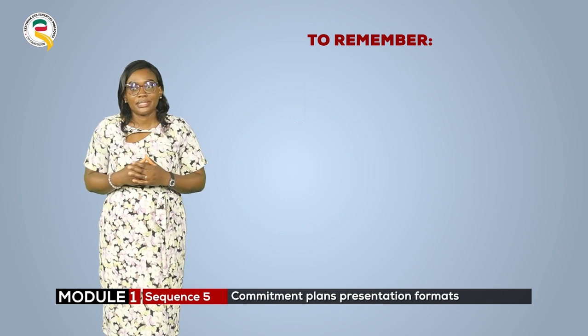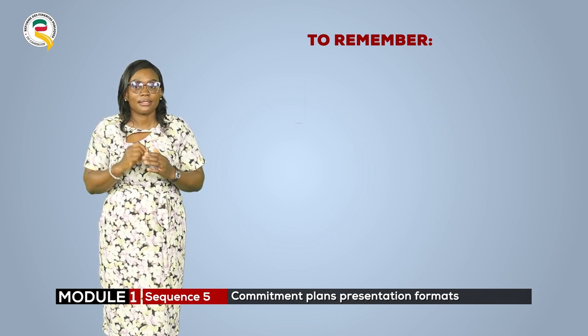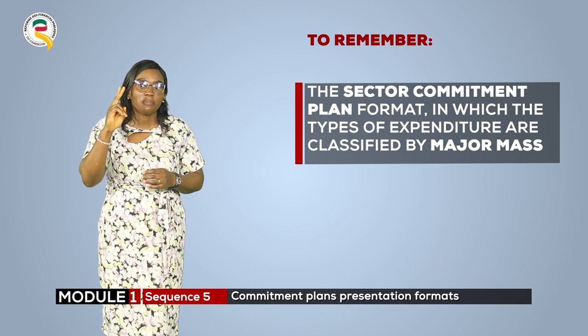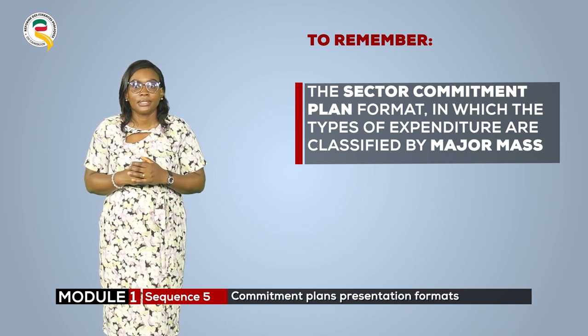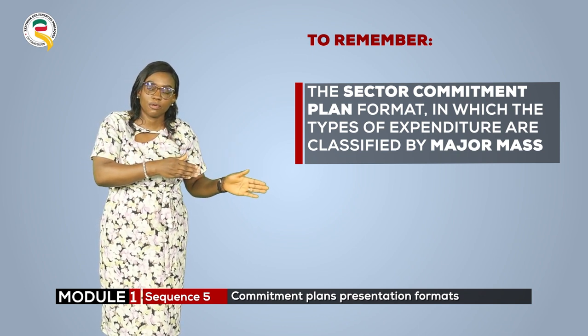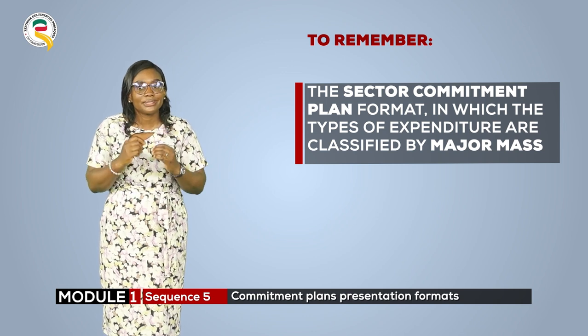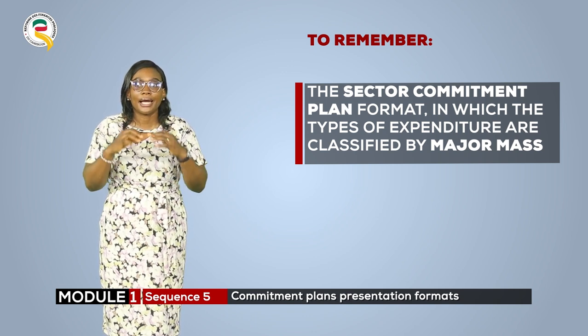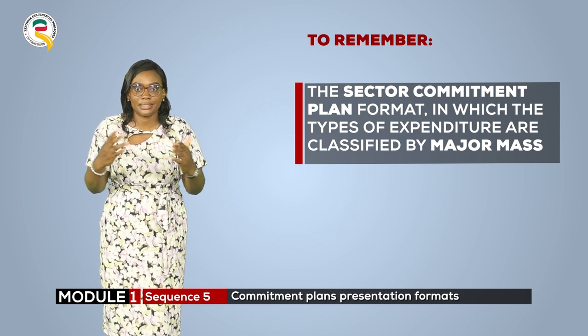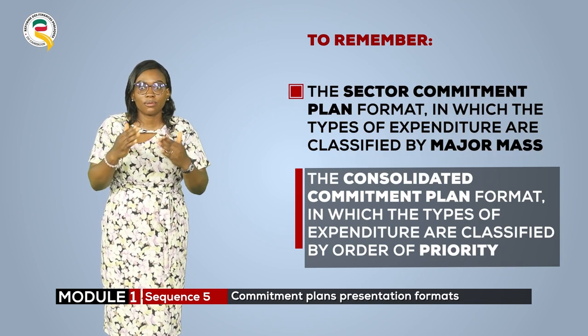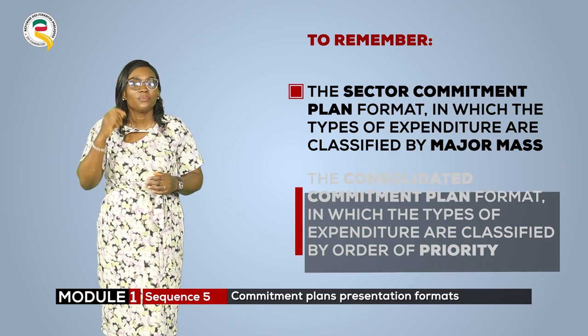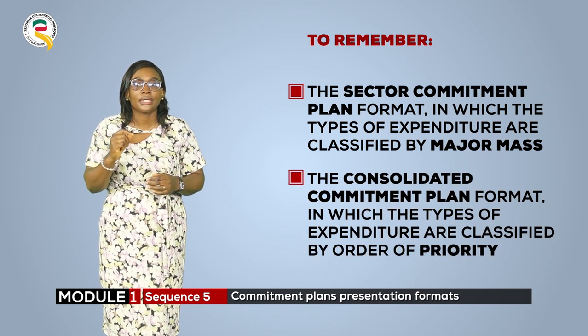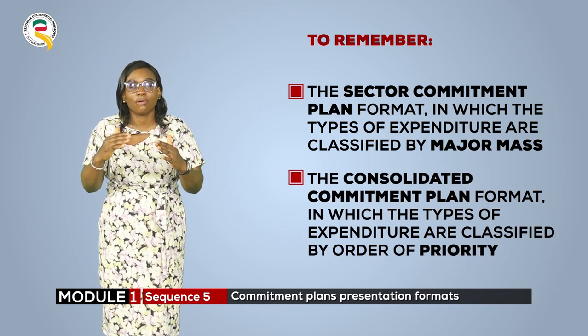From this sequence, you should note that there are two commitment plan formats: the sector commitment plan format, in which the types of expenditure are classified by major mass, and the consolidated commitment plan format, in which the types of expenditure are classified by order of priority.